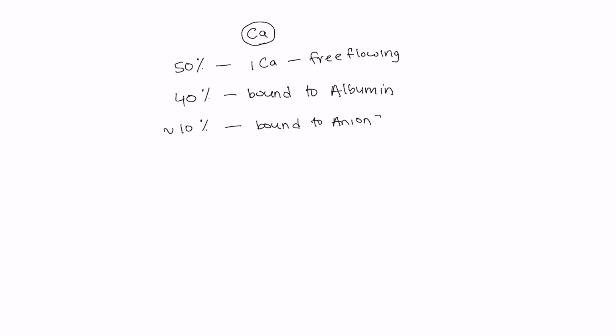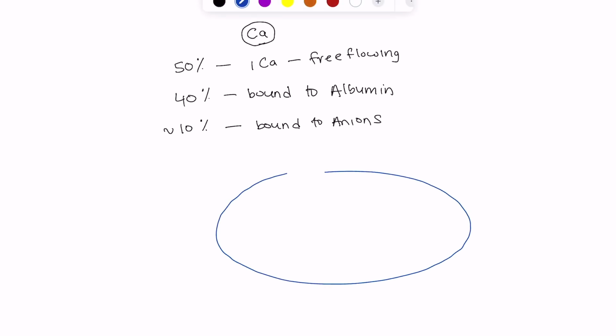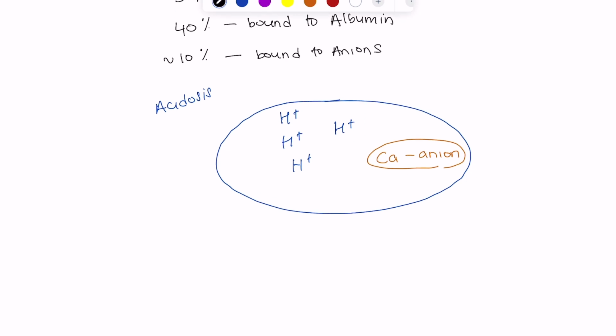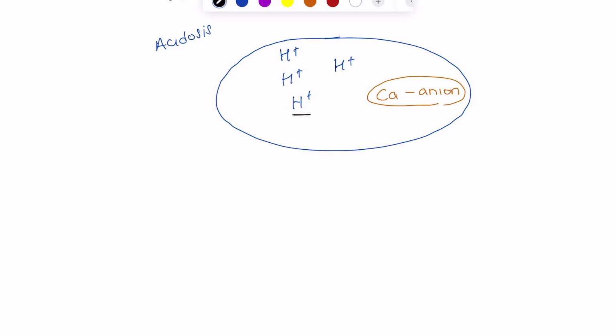Now, say that we have a situation where we have acidosis. So you have a lot of H plus in the system, and you have a complex of calcium bound to the anion. What ends up happening is with the presence of all of these H's, the anions will essentially break off from the calcium to bind to the protons.